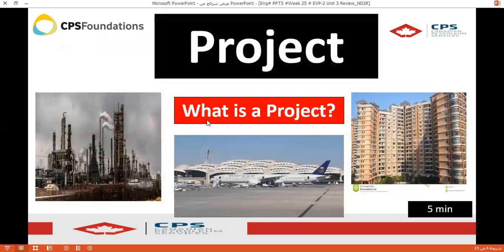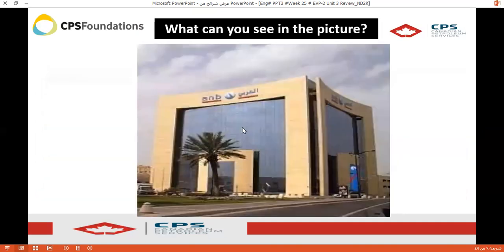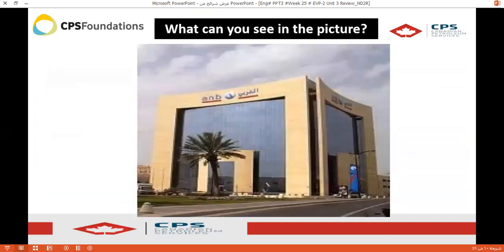Vocabulary. What is a project? A project is something that you design, you operate, or you build, then you run. What can you see in the picture here? What kind of project is it? It's a factory, as you see. What can you see here? You can see a bank.